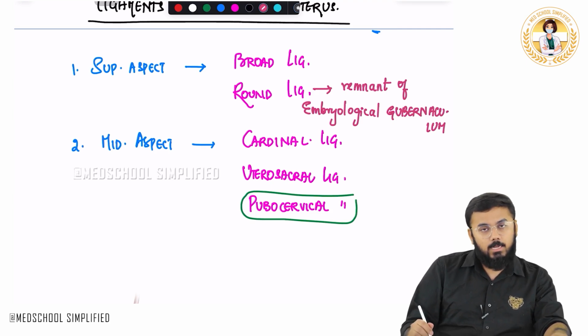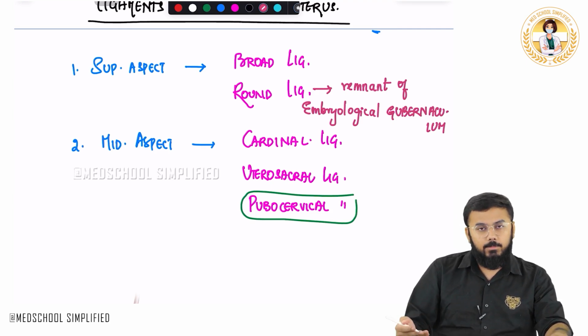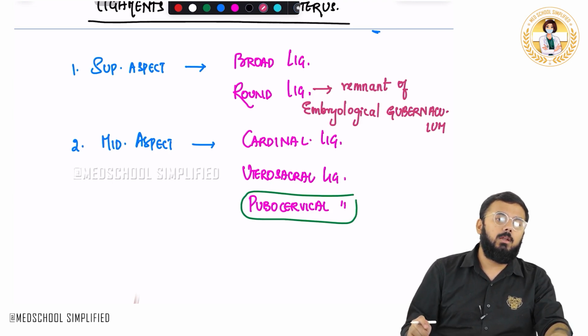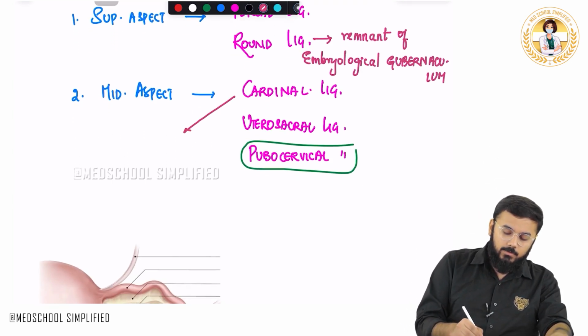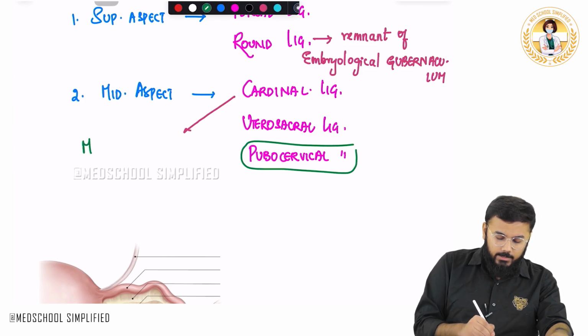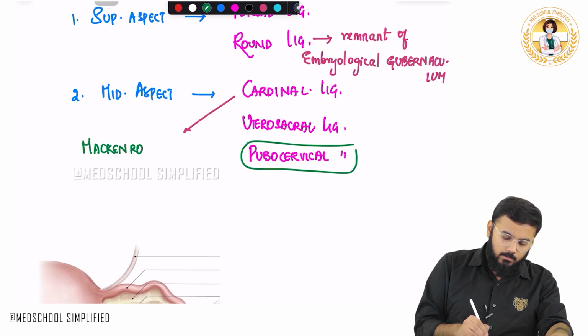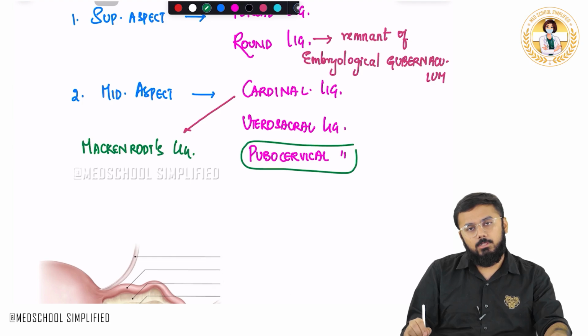Now, if you look at this cardinal ligament, there is also another name that is given for this cardinal ligament, that is called as McEnroth's ligament. Okay, so what is another name that is given for this cardinal ligament? That is called as McEnroth's ligament.